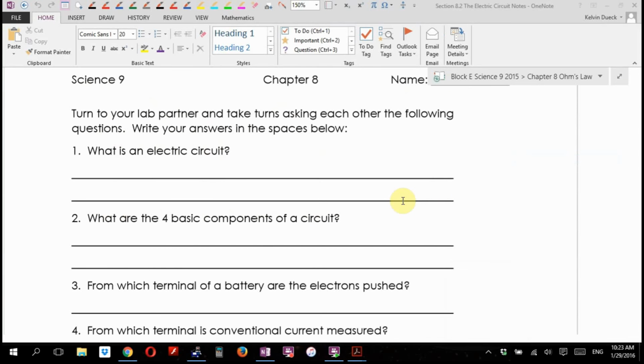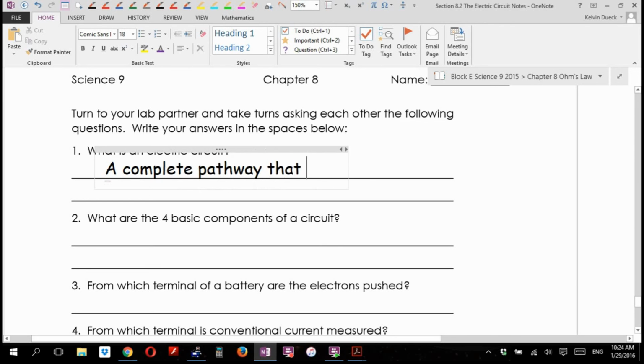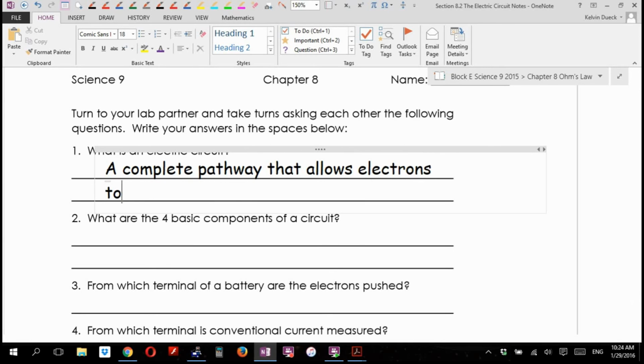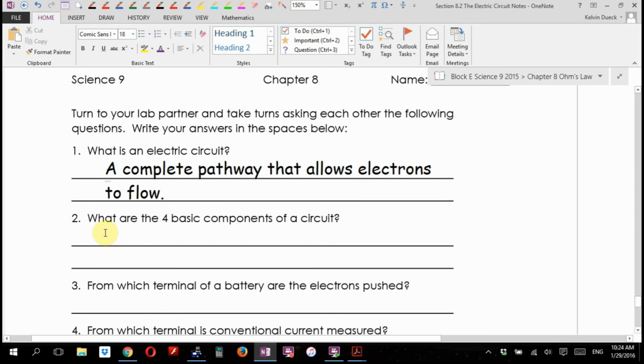So let's mark these. Wait, what's an electric circuit? What did you say, Alex? Okay. That's a good definition. A complete pathway that allows electrons to flow. What do I mean by a complete pathway? Well, remember we looked at that one example where you just attached a wire to one end of the battery and we said, yeah, nothing will flow. Nothing will flow. What were the four basic components of a circuit?